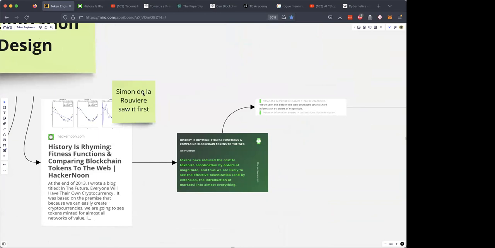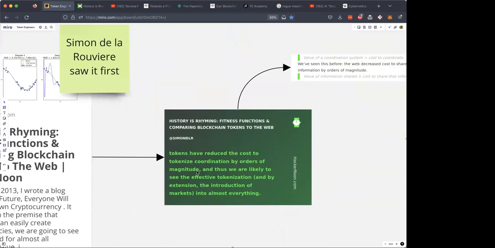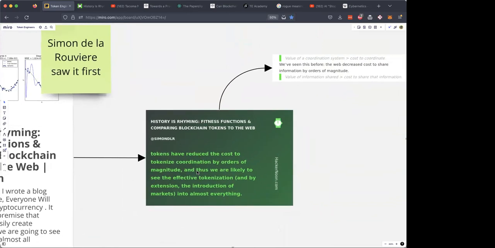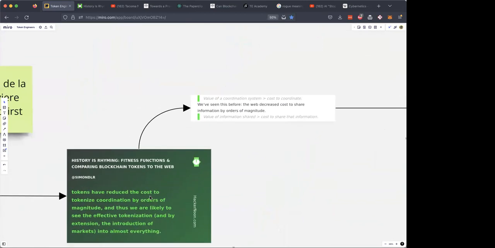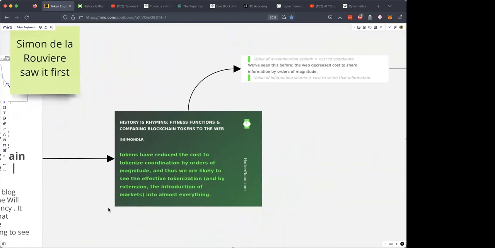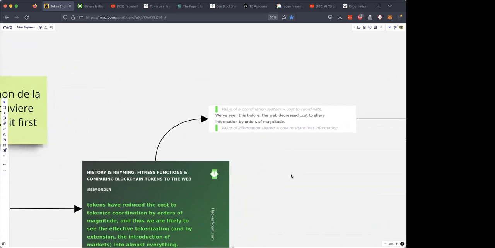And this guy, if you don't know, Simon de la Rouvière, is a very influential influencer, I guess. He writes a lot of stuff. But this is something he came up with in an article from like 2018 or something. It says tokens have reduced the cost to tokenize coordination by orders of magnitude, and thus we are likely to see the effective tokenization and, by extension, the introduction of markets into almost everything. This is an incredibly important insight. The value of a coordination system is greater than the cost of coordination.